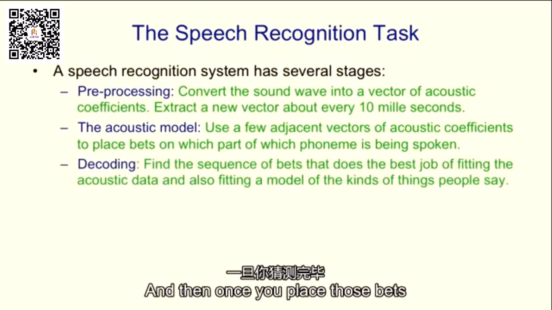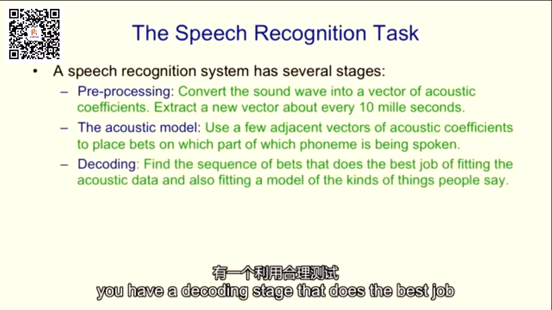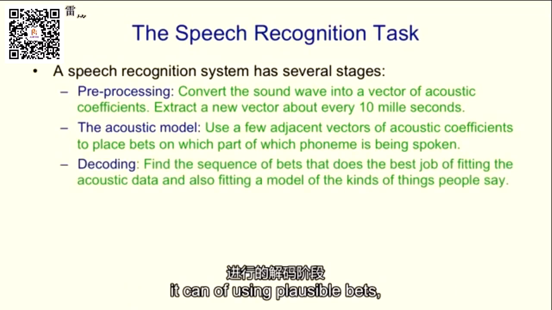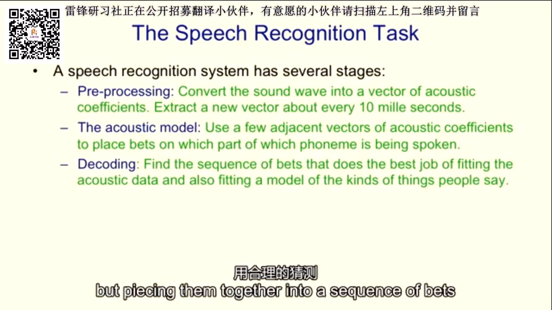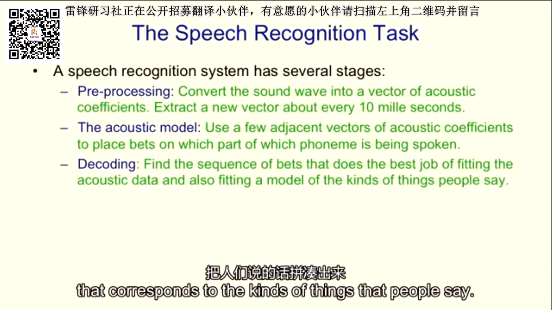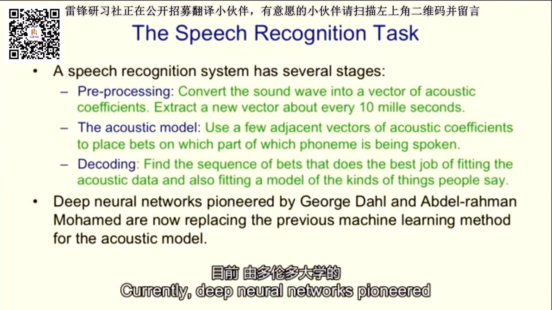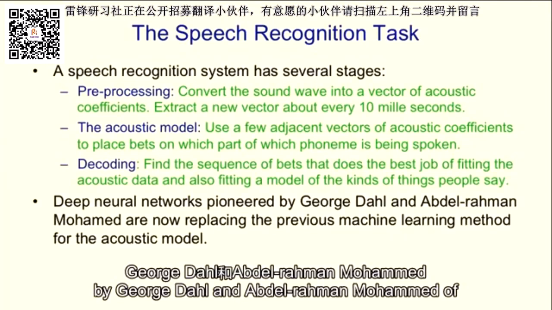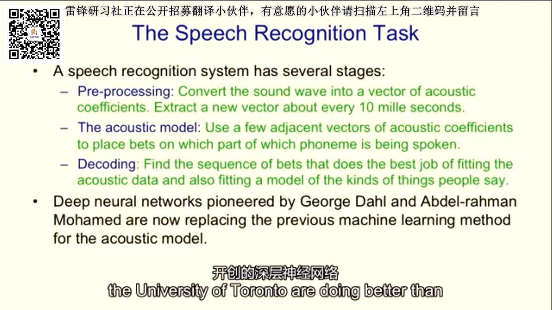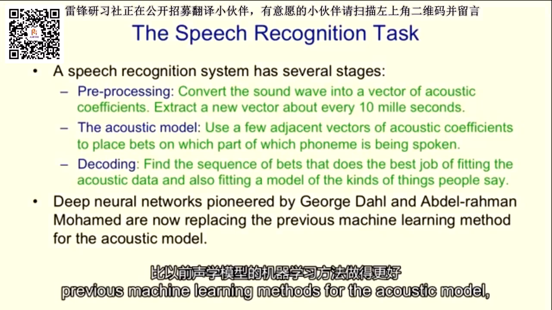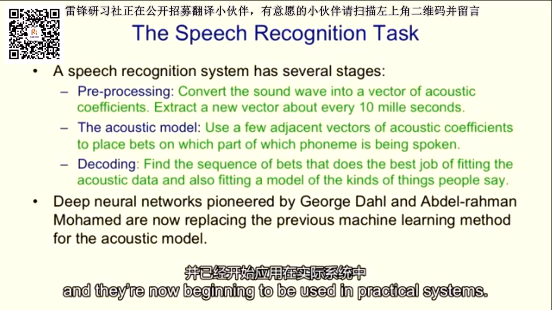And then once you place those bets, you have a decoding stage that does the best job it can of using plausible bets, piecing them together into a sequence of bets that corresponds to the kinds of things that people say. Currently, deep neural networks pioneered by George Dahl and Abdul Rahman Mohammed at the University of Toronto are doing better than previous machine learning methods for the acoustic model, and they're now beginning to be used in practical systems.